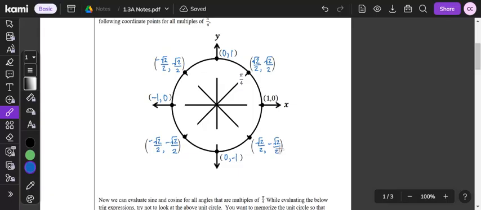Okay, so once again, just as a reminder, in quadrant 1, both x and y are positive. In quadrant 2, x is negative. In quadrant 3, they're both negative. And in quadrant 4, y is negative.